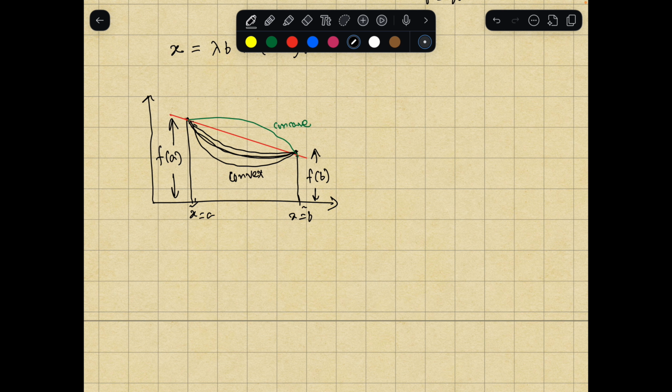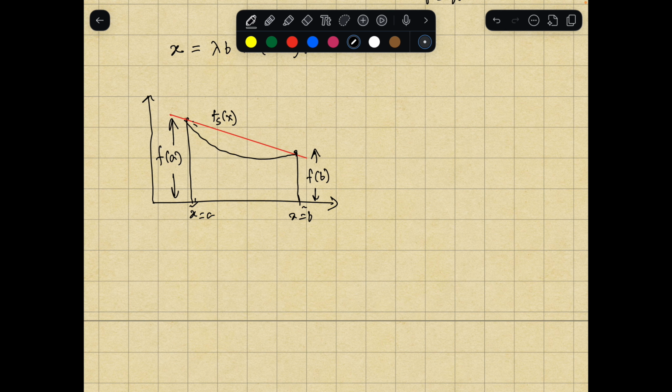Okay, so now let us formalize this thing. Let us draw it a bit more clearly. Yeah, this is our desired convex function. Let us derive the equation of this straight line. Let us call this straight line fs of x, s for straight line.